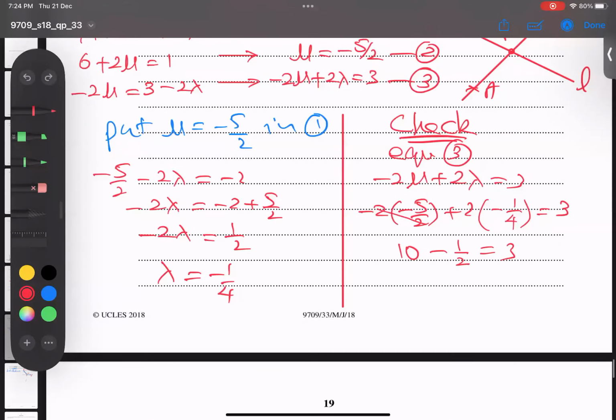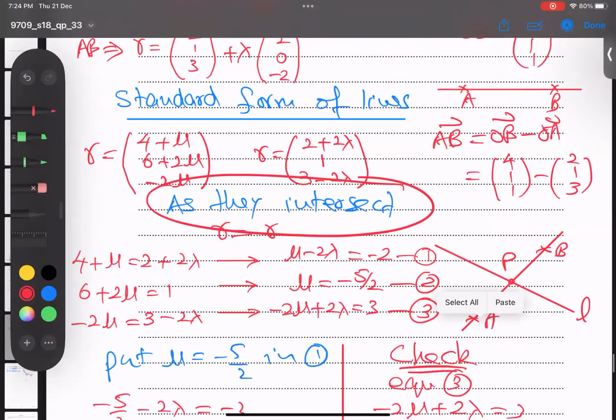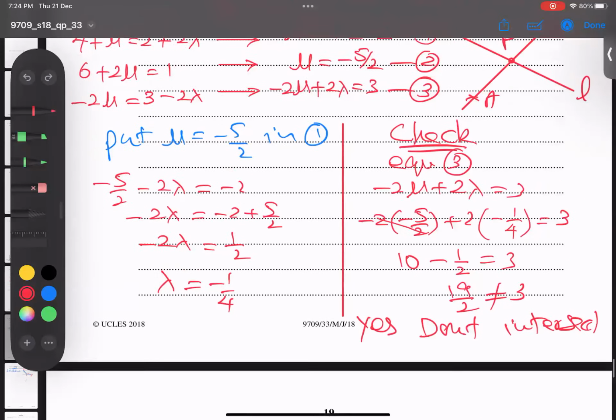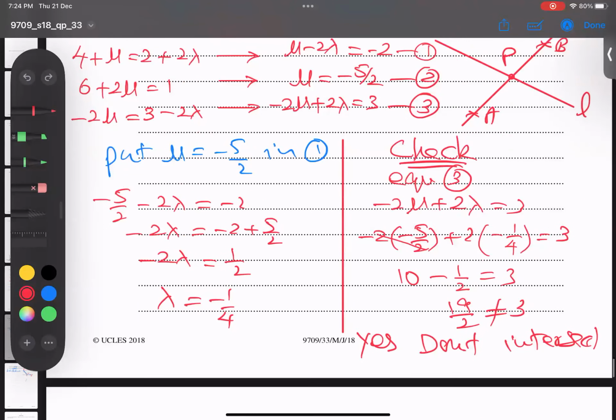Students, actually if they come out equal to each other, then they will intersect. First I assumed, let's say, they are intersecting, but later on I realized that they don't intersect because they are not equal to each other. I believe you got the point. So the first 5 marks are clear. Let's go for part number 2.